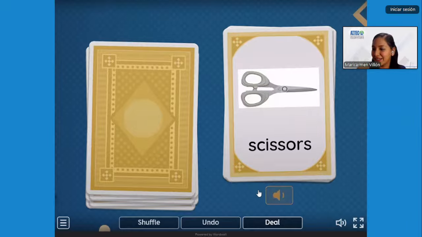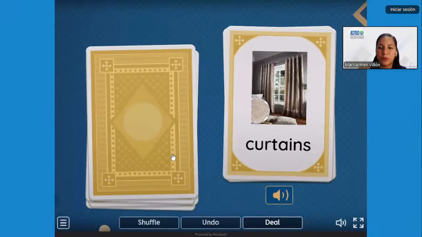Scissors. Hi, Fernanda. Scissors. Yeah, British. Listen. Scissors. A little bit British. We have curtains. Look, yeah, we all have these in our houses to cover the windows.